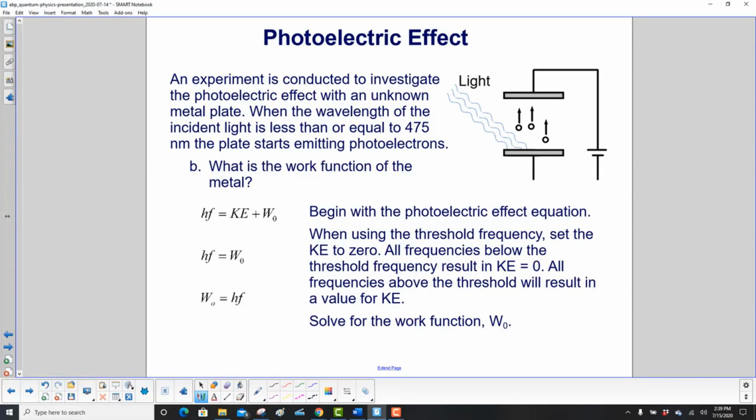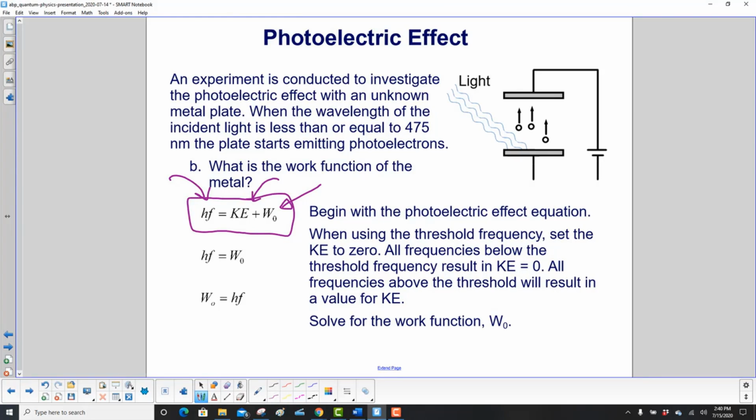What is the work function of the metal? Well, let's use our photoelectric effect equation, where here's Planck's constant times the frequency is equal to the KE of the emitted photoelectrons plus the work function, which is the amount of energy you need to free the electrons from their atoms. So when using the threshold frequency, set the kinetic energy to 0. You want these photoelectrons to just barely leave and not have any motion really.